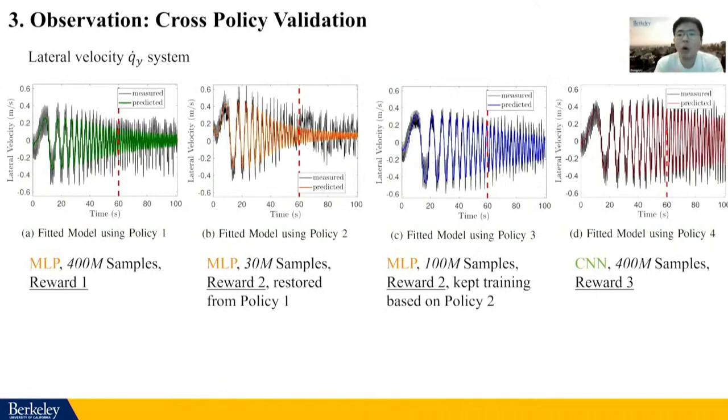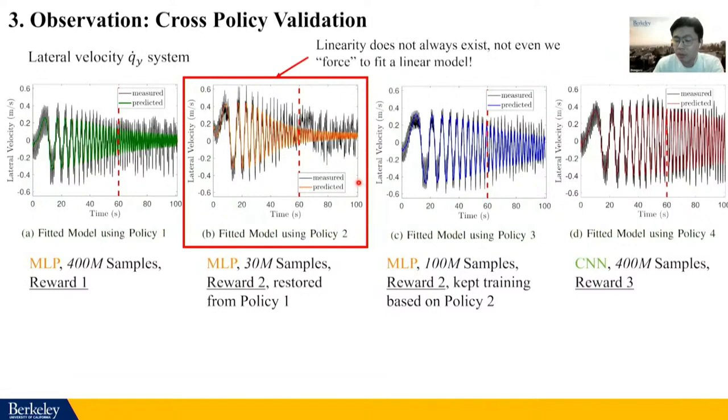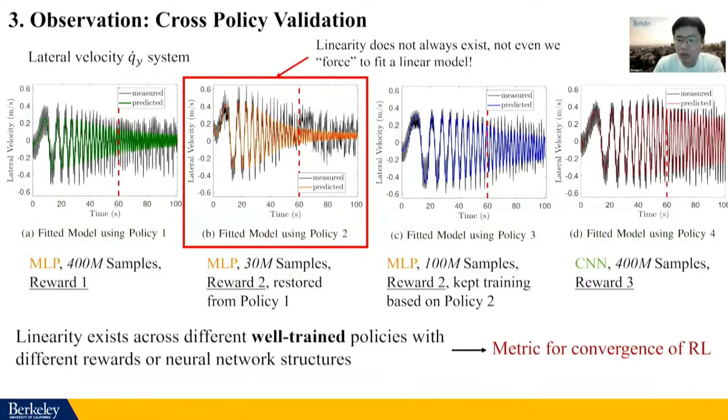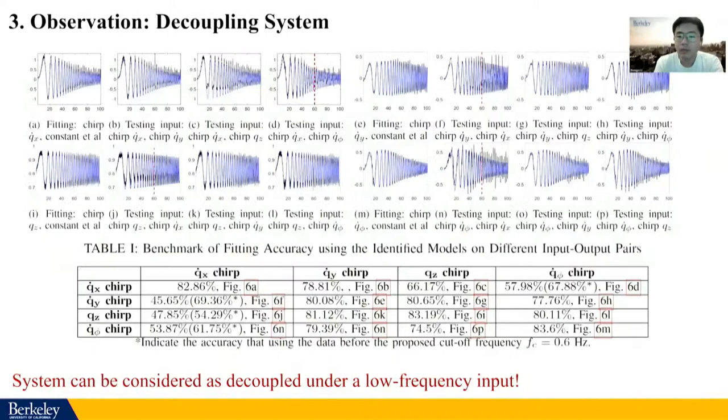The linearity exists among all of these policies except this one. Just using the eyeball test, you can tell the nonlinearity still exists, even when forced to fit a linear model. This is because this policy is not well trained. So the linearity can be a potential metric for the convergence of RL. Moreover, we find this cutoff frequency. If the input frequency exceeds this value, the linearity is not well preserved. So this can actually be a good guidance for the control design if we want to use this closed-loop system.